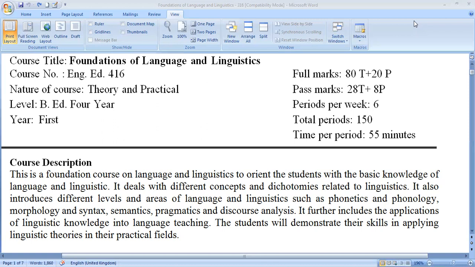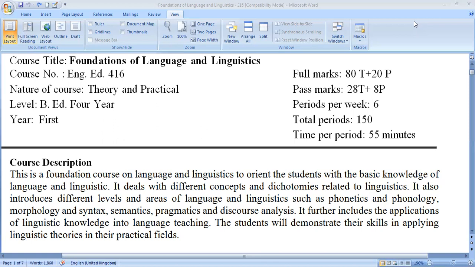This course is a combination of both theoretical and practical work. That is, full marks 80 theory, 80 T means theory and 20 P means practical. Pass marks 28 out of 80 and 28. That is the introduction of this course.